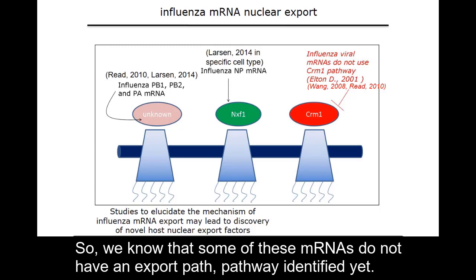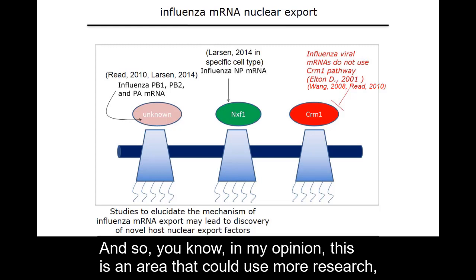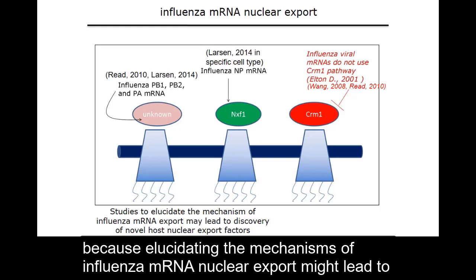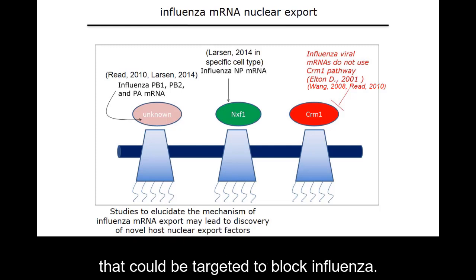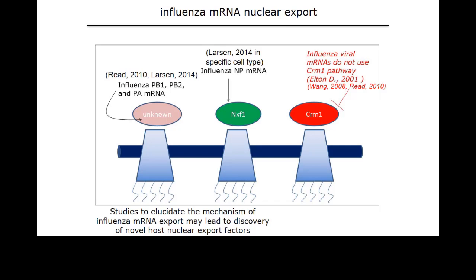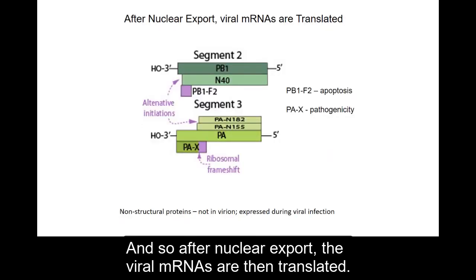assembly. So we know that some of these mRNAs do not have an export pathway identified yet. And so, in my opinion, this is an area that could use more research, because elucidating the mechanisms of influenza mRNA nuclear export might lead to the discovery of novel host export factors and maybe even host factors that could be targeted to block influenza. And so after nuclear export, the viral mRNAs are then translated.